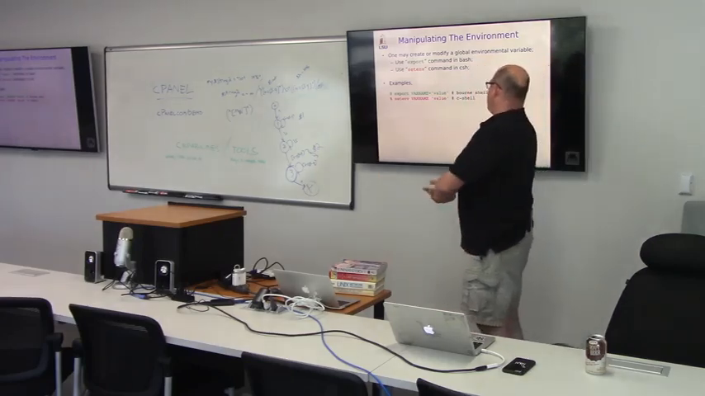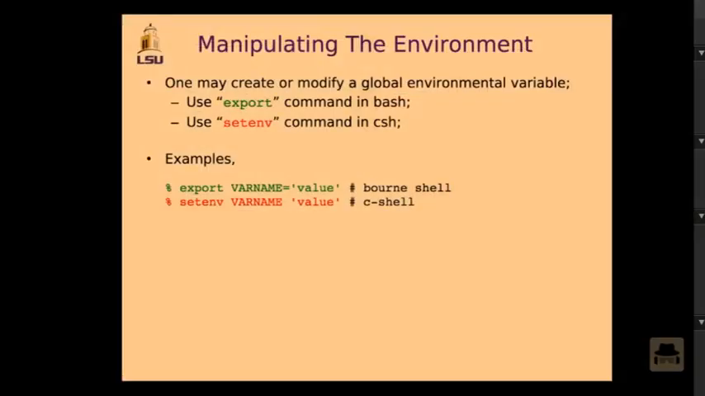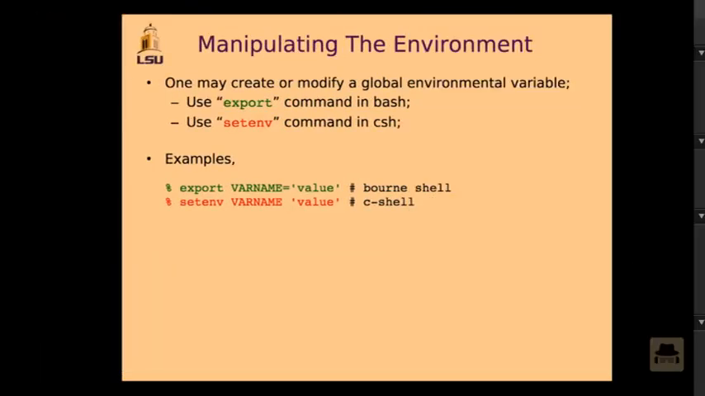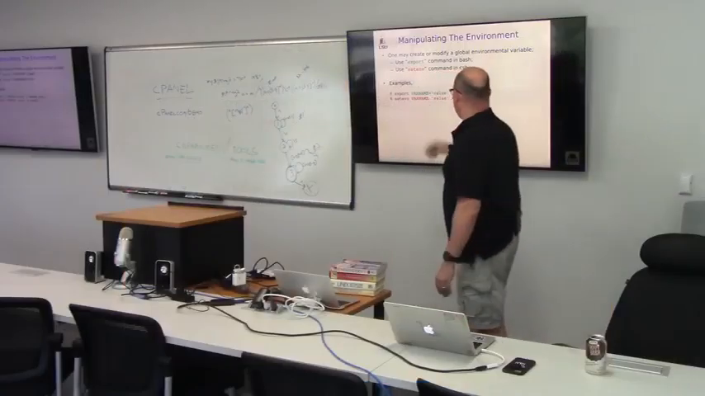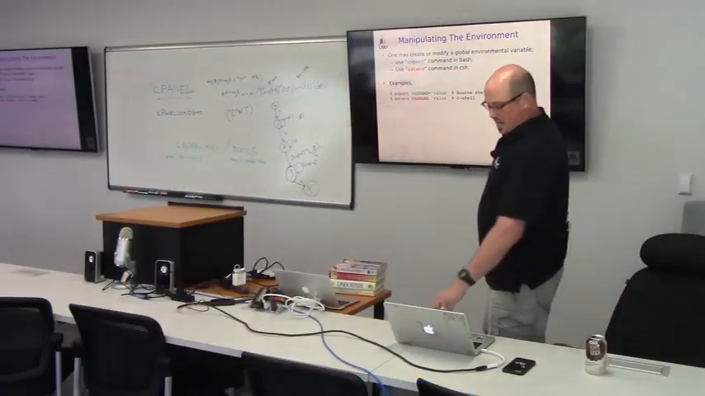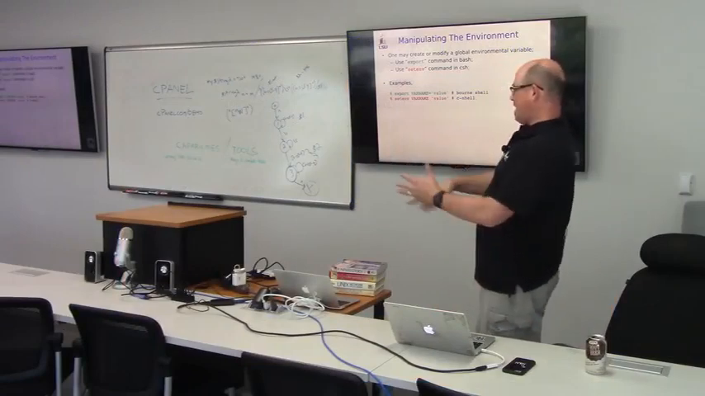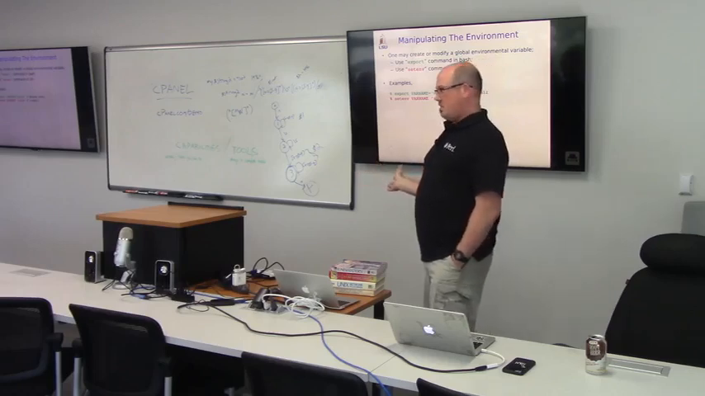Okay, manipulating the environment in Bash. If you wanted to set an environmental variable that is persistent throughout your terminal session, you can use the export command. In C shell, it's setenv. This is just an example. So you just do export, whatever your variable name is, and then the value. C shell is the example in red. And again, this will persist for the entirety of your interactive session. When you close out the shell or the terminal, they don't persist, they go away.